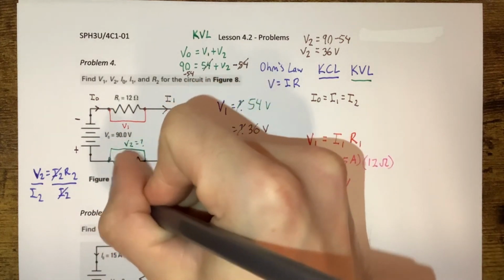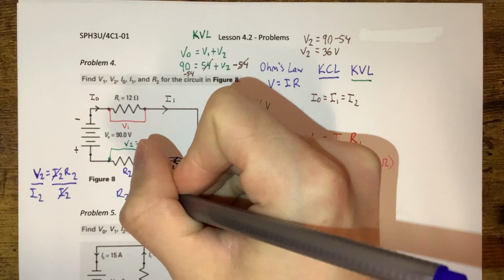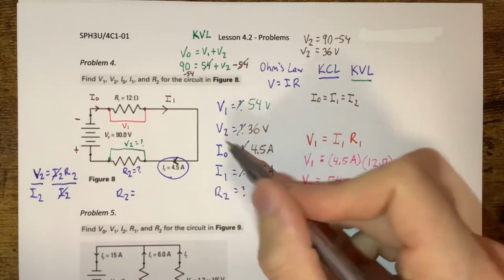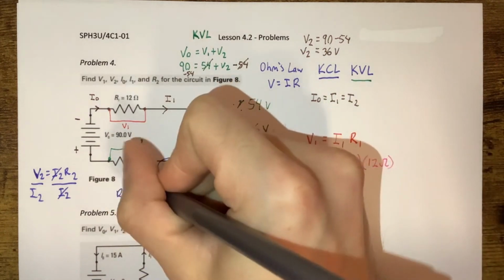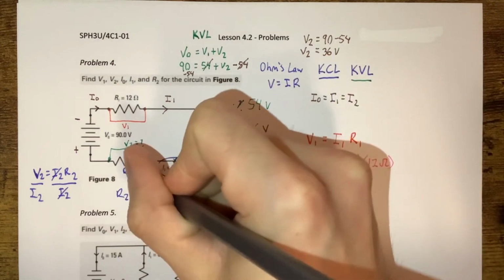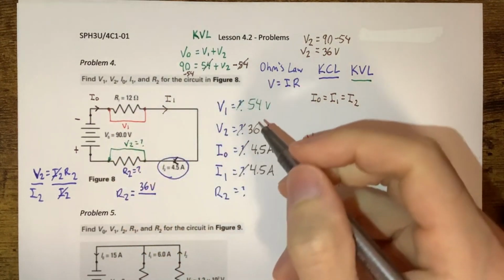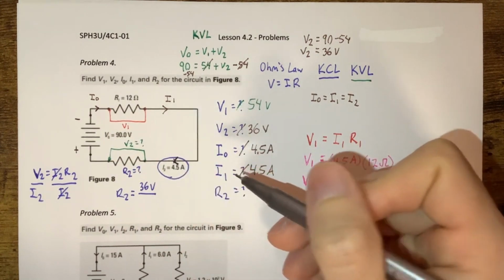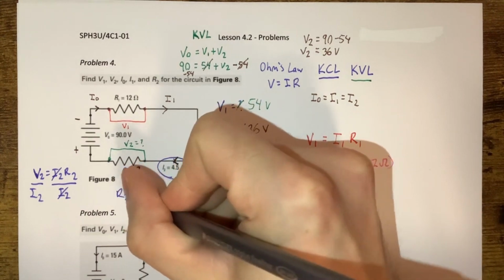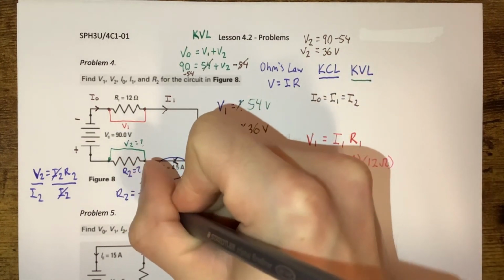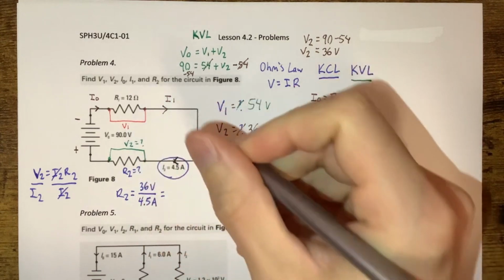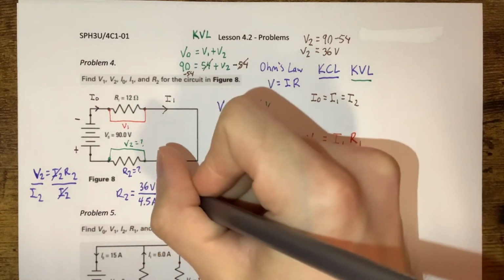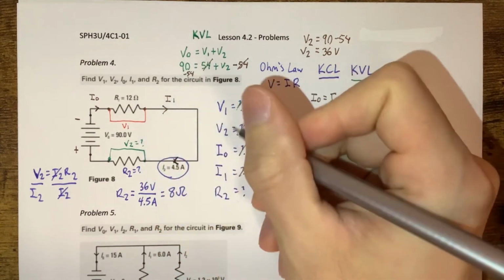Okay, so we got R2 is going to be V2 over I2, and we know what V2 is. V2 is right here, so we got our 36 volts, and this is going to be over our I2. And I2 is just simply given in the question, which is great. That's going to be 4.5 amps. Okay, and then R2, if we did the math on this one, this is going to give us, what do we got there? We got 8. Okay, so we got 8 ohms there.